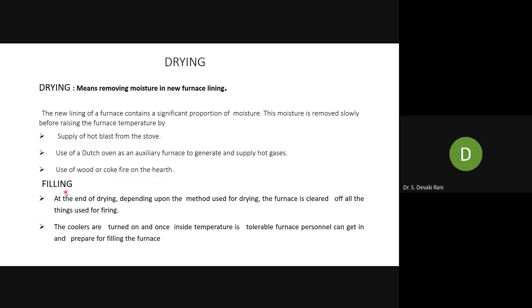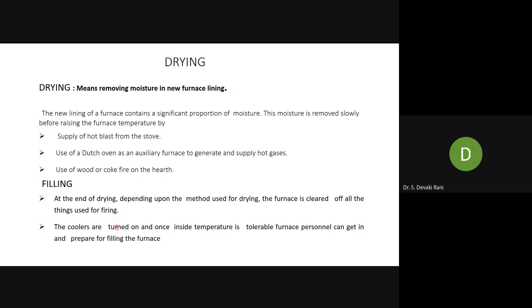After drying, what is that? We have to fill it with the raw material. So at the end of drying, depending upon the method used for drying, the furnace is cleared of the things used for firing. Suppose you are using wood or fire. After firing, ash will remain, the impurities will remain. So depending upon the method of drying, the incombustible matter, etc., which is there, is removed. Then the coolers are turned on.